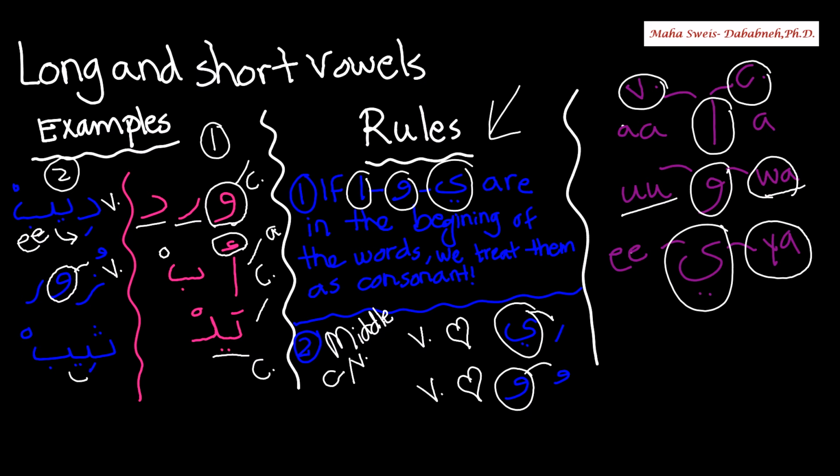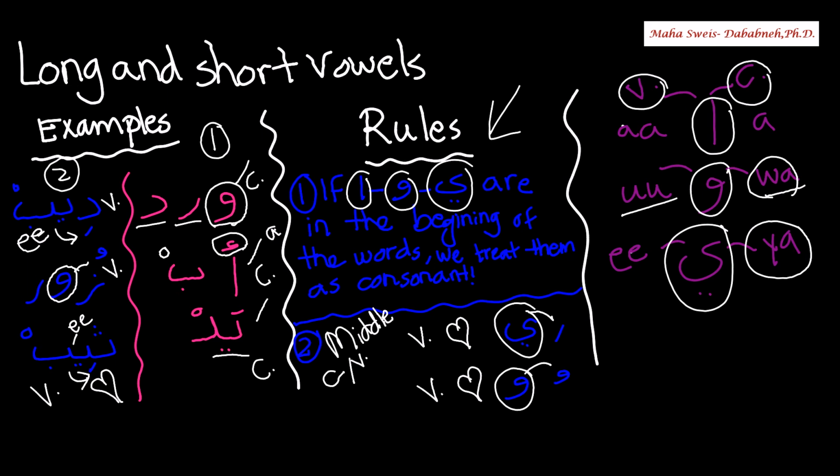Ya here is preceded by kasra. Ya and kasra are couples. So if they are couples, then vowel. If they are not couples, any other short vowel preceded, not kasra, then we treat ya as a consonant. And in my next slide, I will show you more examples. So we read this as E. So the way we read this word, thieb.